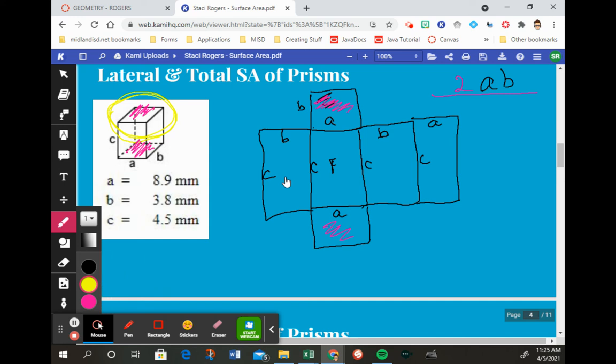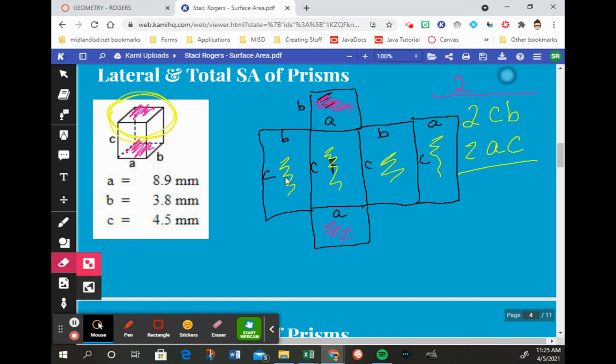So then I have, inside here, C times B and C times B. I have two of those. Then I have A times C and A times C. I have two of those. The yellows are my lateral surface area. The pink, it should have been pink. Let me redo it. The pink is my total, adds to my total.